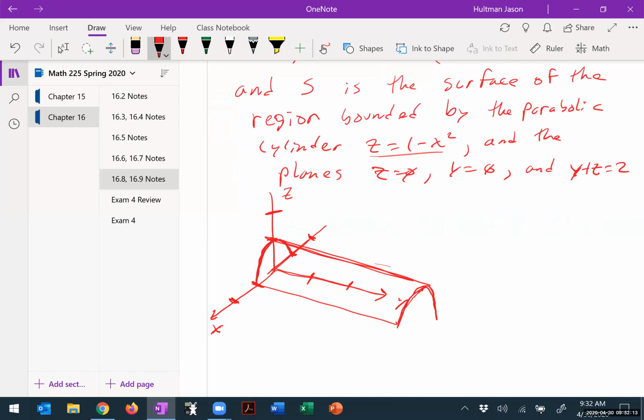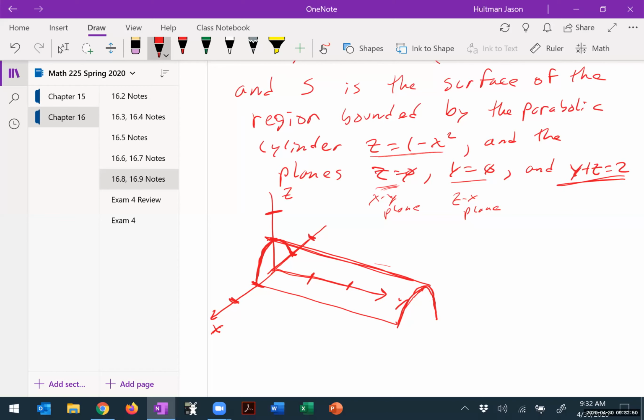But this is bounded. It's bounded above by z equaling 0, which is the xy plane. It's also bounded by the zx plane, because y is 0. This is the xy plane, and this is the zx plane. Okay, so stop here, but it's also bounded by this plane, x plus z equals 2.